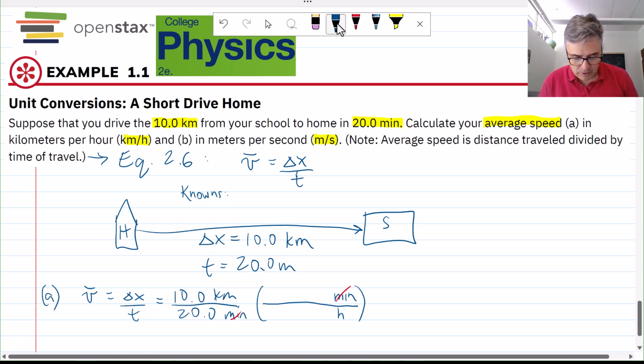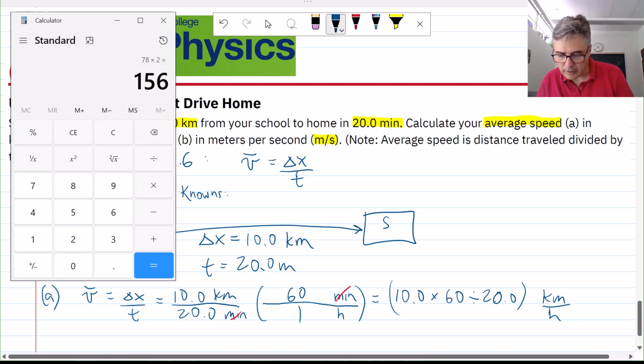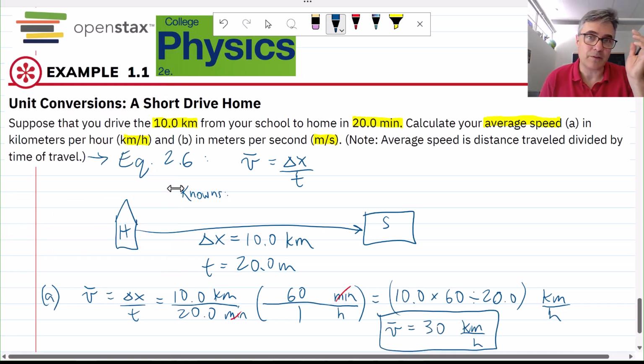So how many minutes are there in 1 hour? Well, 60 minutes is the same as 1 hour. So what we do, and we're going to get kilometers per hour, is say 10.0 multiplied by 60, since that's on the top, divided by 20.0. And whatever all that is, kilometers per hour will be the final units. Bringing up a calculator here, I've got 10 multiplied by 60 divided by 20, and I get 30, which is actually a typical speed limit for a school zone, so it seems okay.